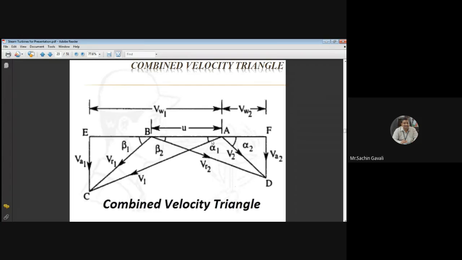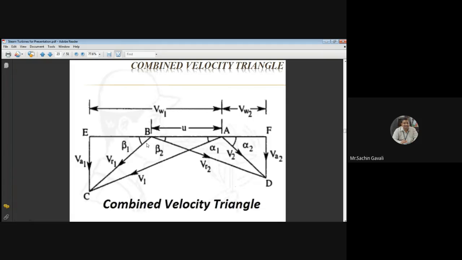Then here we know that V1 has two components. One is the horizontal component, VW1, and the vertical component is VF1 or VA1. EC represents the vertical component VA1 or VF1. So this way we have completed the inlet velocity triangle.